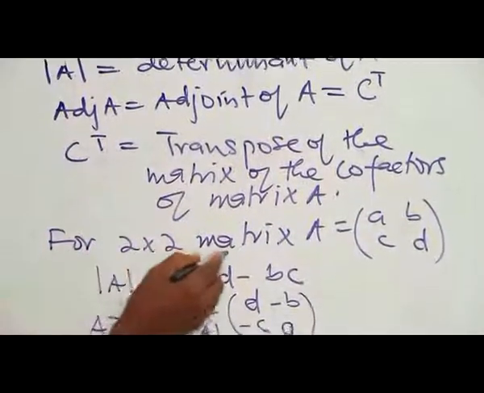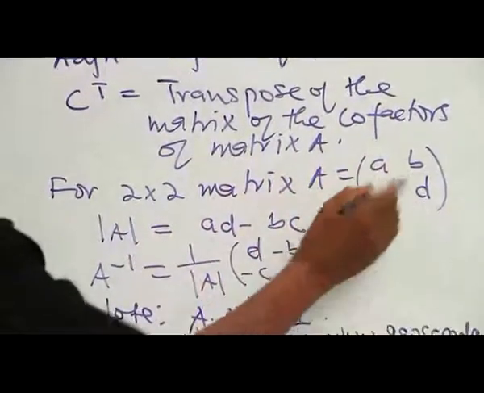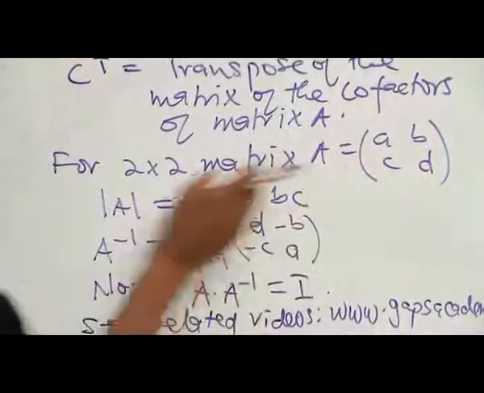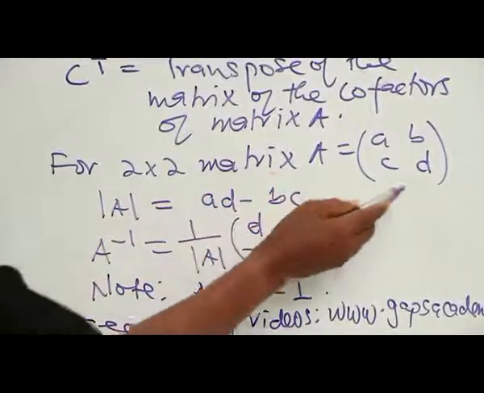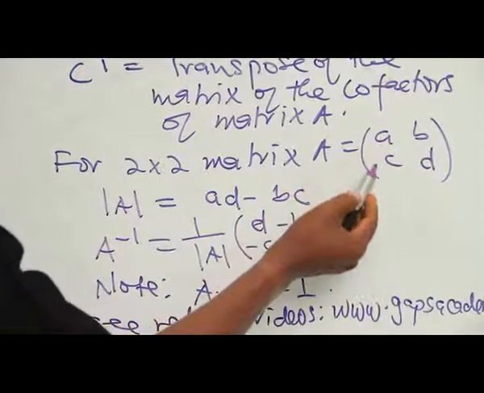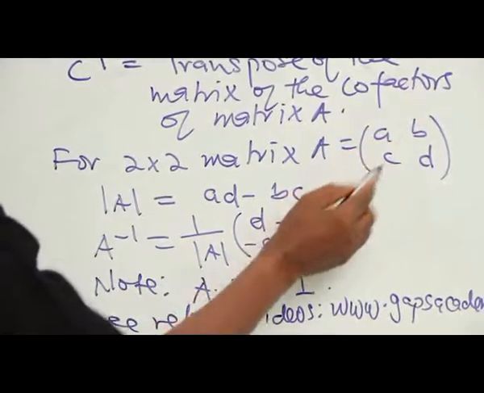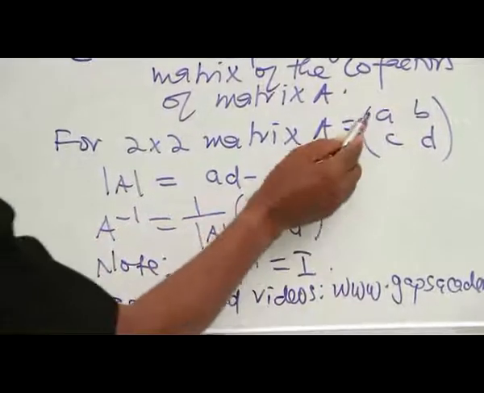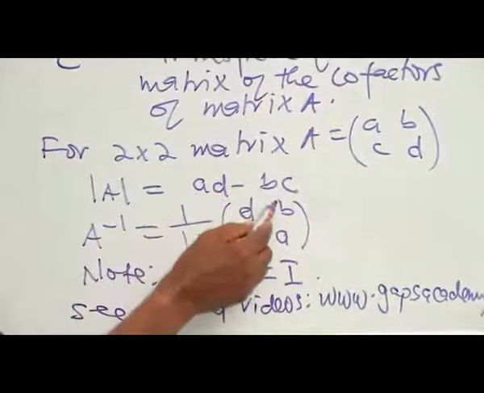For the 2 by 2 matrix A, giving A, B, C, D, this is now a matrix A. The determinant of this matrix is simply AD minus BC. What we have done here is multiply the elements in the main diagonal and subtract the product of the elements in the other diagonal. So we have AD minus BC. The main diagonal comes before the other diagonal. Take note of that. Not BC minus AD.